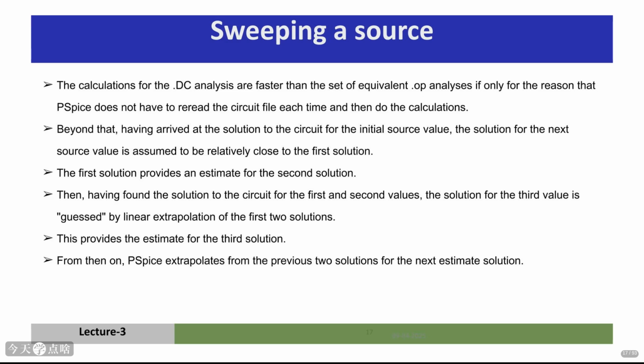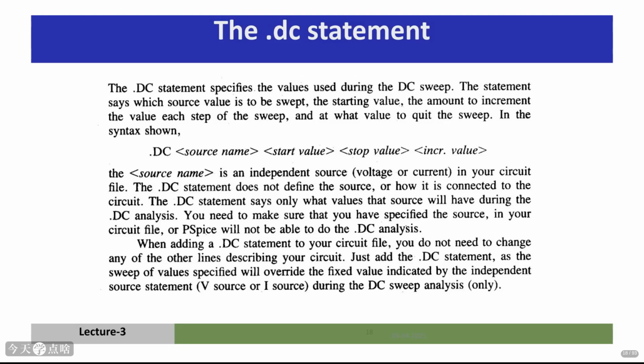More importantly, it's smart. It assumes that the solution for the next source value is close to the previous one. So, it takes the solution from the first calculation, uses it as a starting guess for the second, and so on. It even uses extrapolation, looking at the last two solutions to predict the next one. This iterative approach, leveraging previous results, makes the sweep process much more efficient than solving the full circuit independently at each step. How do you actually tell PSpice to do a DC sweep?